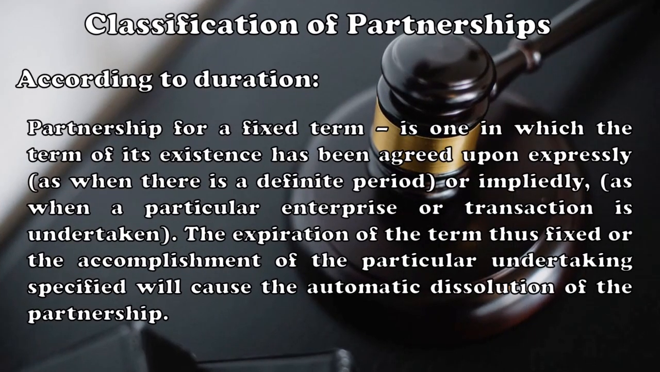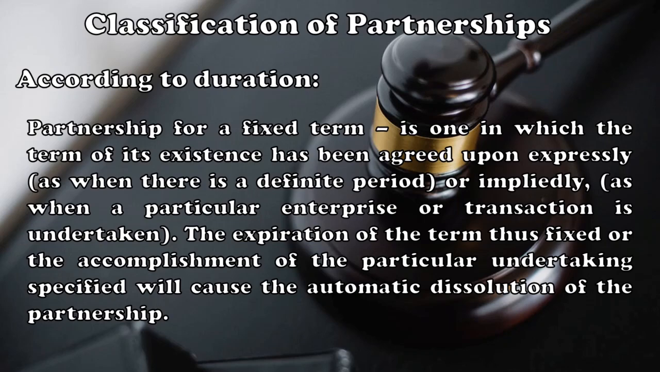And according to duration, a partnership for a fixed term is one in which the term of its existence has been agreed upon expressly, as when there is a definite period, or impliedly, as when a particular enterprise or transaction is undertaken. The expiration of the term thus fixed or the accomplishment of the particular undertaking specified will cause the automatic dissolution of the partnership. Now, let's move on to the different kinds of partners.